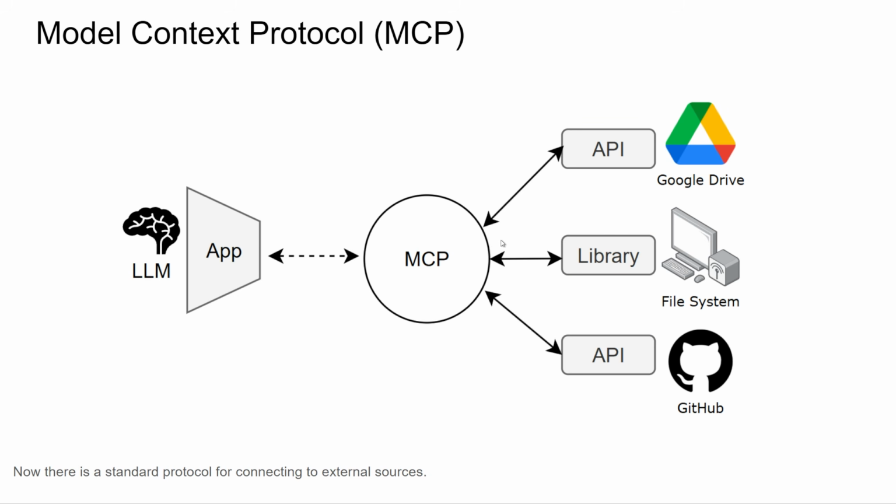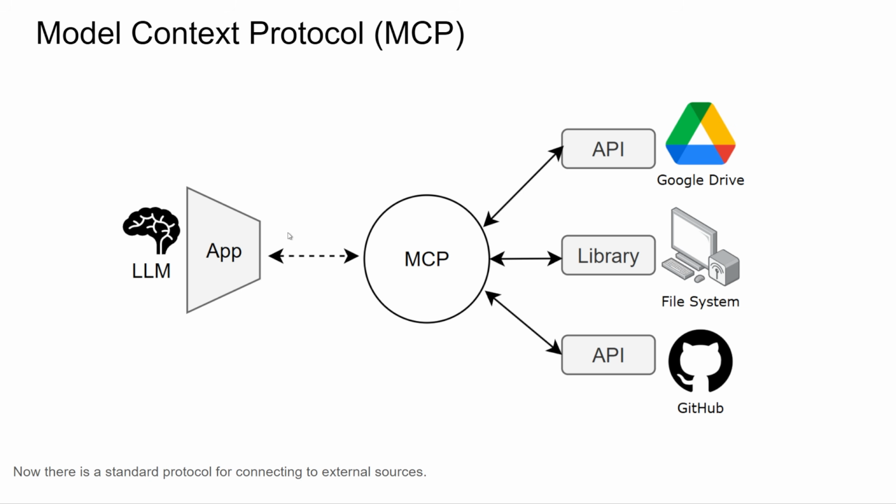MCP gives us this standard protocol. So now the application here, this is a high level diagram, will be using MCP to integrate with these various services, and it doesn't have to worry about itself how to connect to these various services, like connecting to the file system library or the API from Google Drive. Since they're all different, now there is a unified way, a standard way to connect to these outside sources, which is great. It solves a problem.